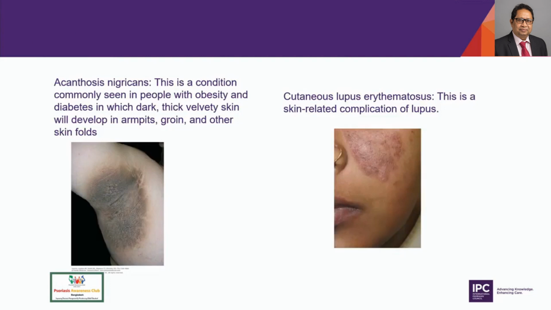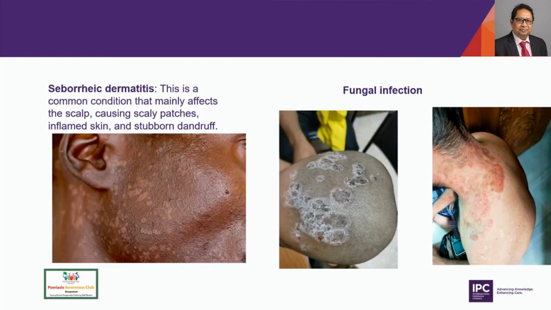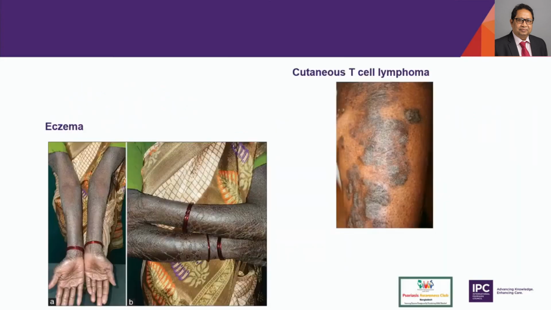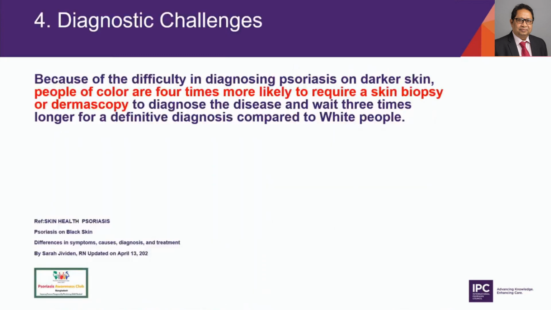Acanthosis nigricans, the thick velvety plaque, can be confused with psoriasis. Lupus can be confused. The seborrheic dermatitis plaques can be confused with the plaque type of psoriasis. Even fungal infection, tinea capitis, is sometimes confused with psoriasis. So there are other factors also. Eczema can be confused. Cutaneous T-cell lymphoma can be confused with different types of other skin lesions. So there are diagnostic challenges.